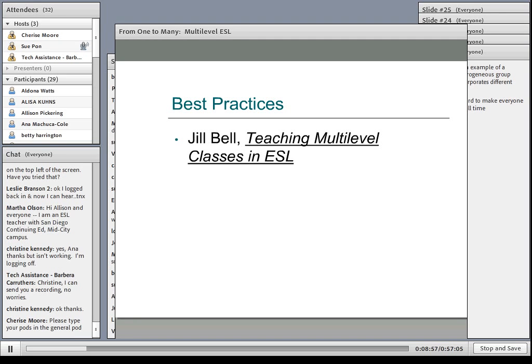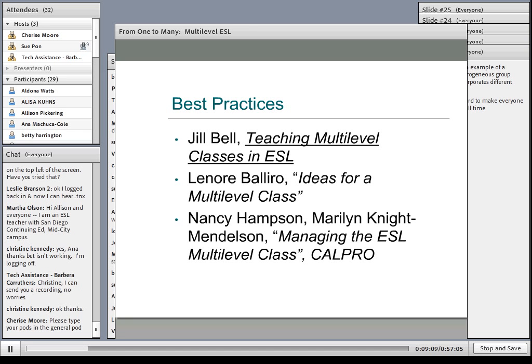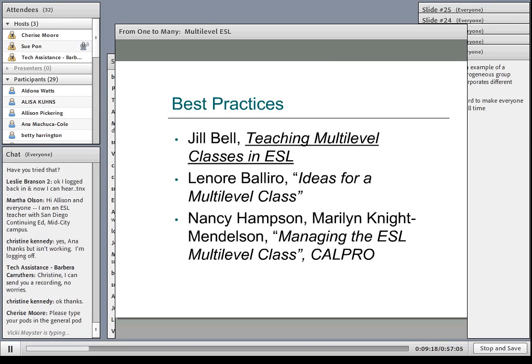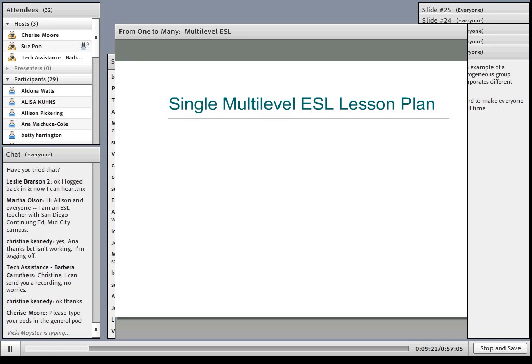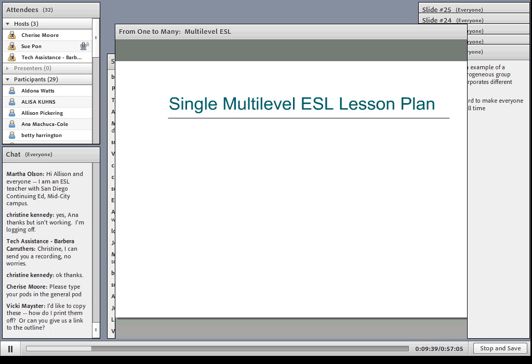And I will refer to Jill Bell and her book, Teaching Multi-Level Classes in ESL, Lenore Balliro's article, Ideas for a Multi-Level Class, and Nancy Hampson and Marilyn Knight Mendelson here in California, authors of the CALPRO workshop, Managing the ESL Multi-Level Class. I sometimes hear teachers new to multi-level saying that they teach to the middle, or they are overwhelmed with preparing 3 or 4 lesson plans for a single session.